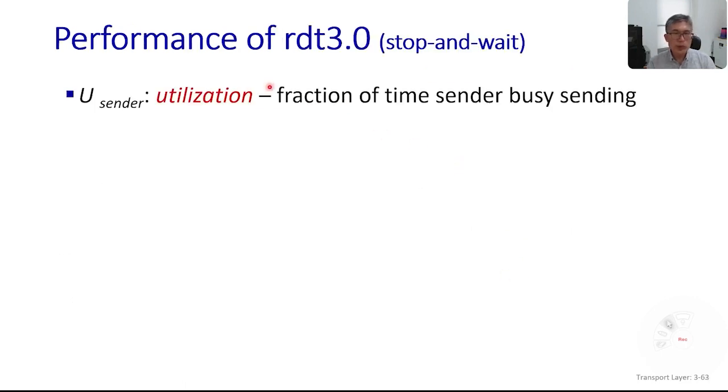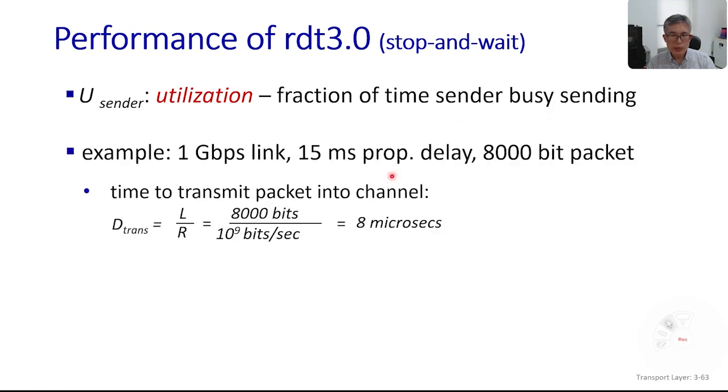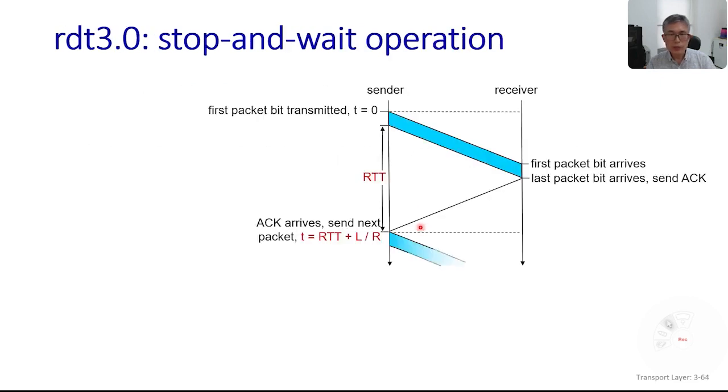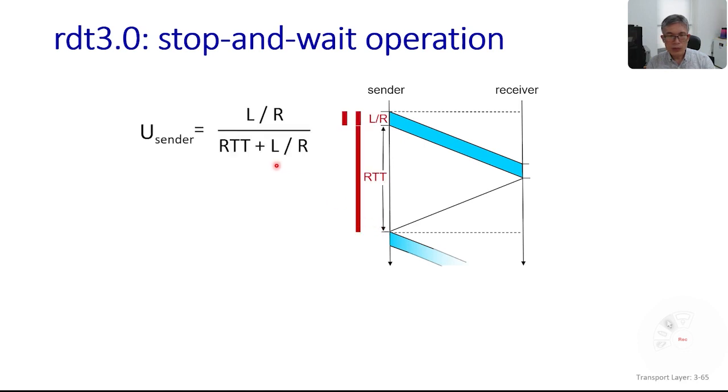So stop-and-wait performance of RDT version 3.0: utilization is the fraction of time the sender is busy sending. For example, a 1 gigabit per second link, 15 millisecond propagation delay, and an 8000-bit packet. In that case the transmission time of the packet into the channel is the packet size L divided by the bandwidth R, that is 8000 bits over 10 to the power of 9 bits per second, which is 8 microseconds. Then the packet delivery takes a round trip time, so we calculate what portion of the round trip time the sender is actually transmitting. This portion, the actual packet delivery, is the utilization.